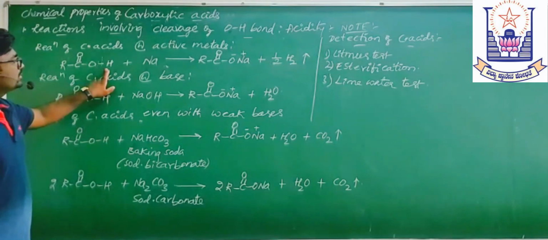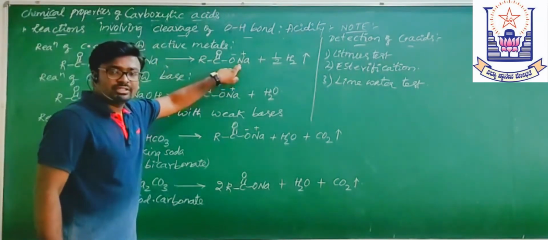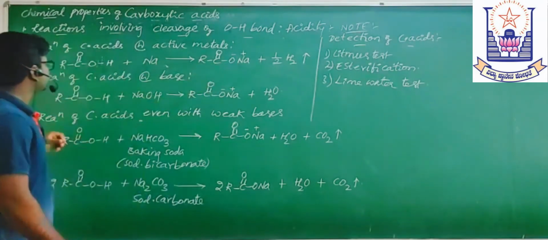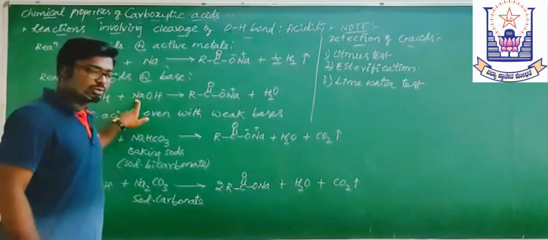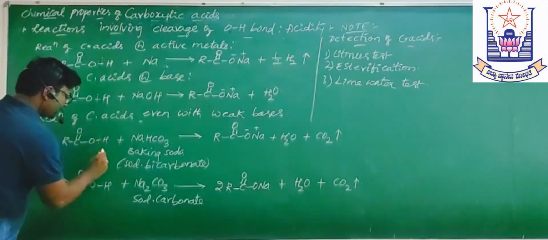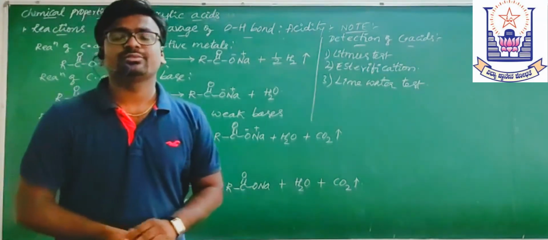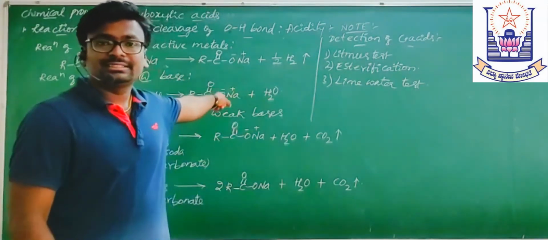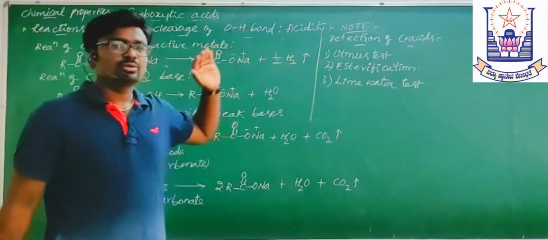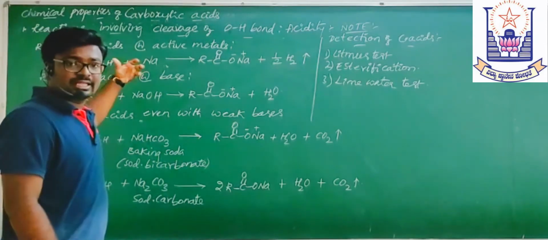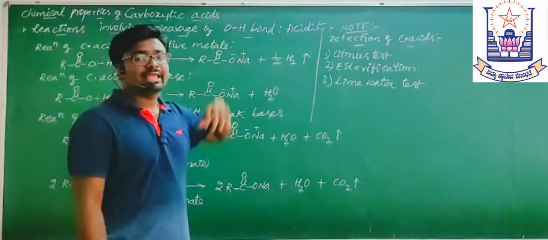Here you can see the cleavage of the OH bond. Here the OH bond is broken, and this O is joined with the sodium ion. Here also you can see the cleavage of this OH bond, and O is joined with the sodium ion. Again here also. What I mean to tell you is the cleavage of the OH bond proves the acidity. When this bond is cleaved, the H plus ion comes out. So it is like carboxylic acid is donating a proton. A proton donor is called an acid.